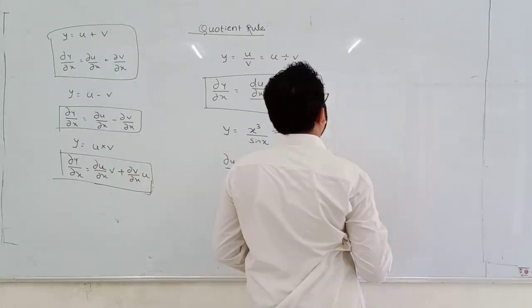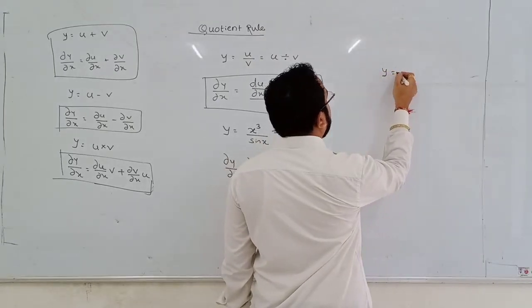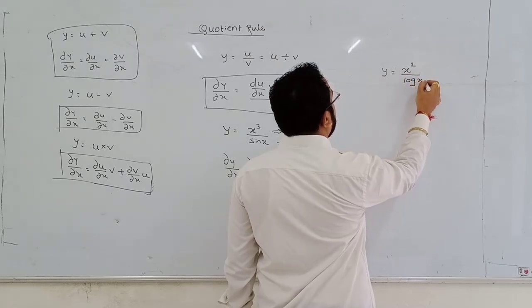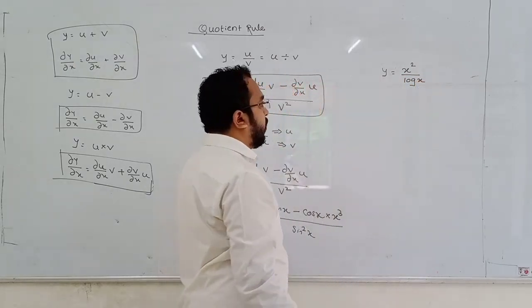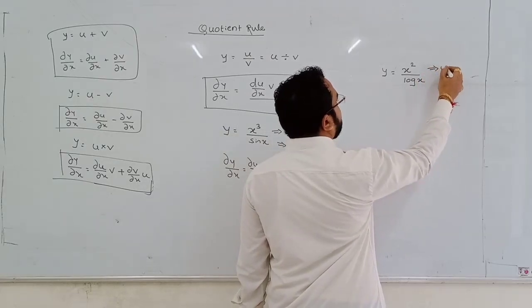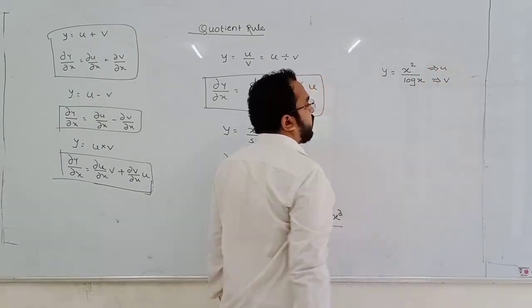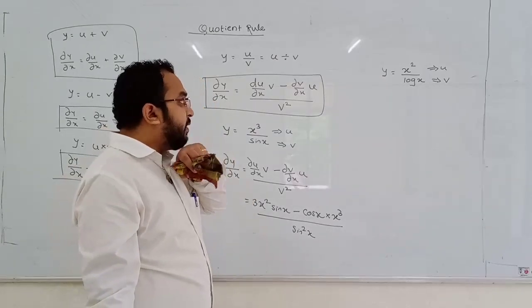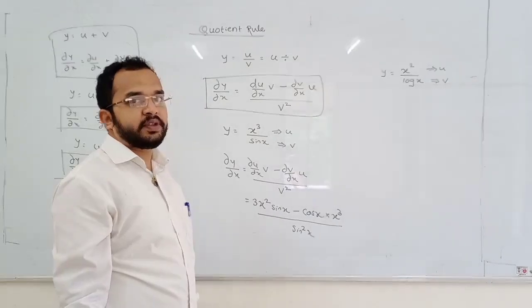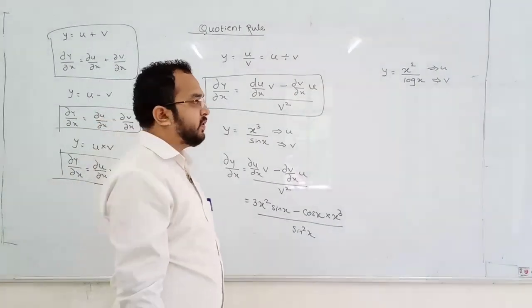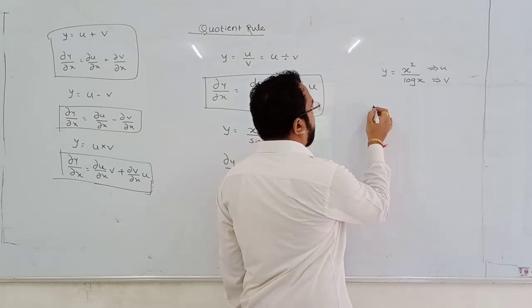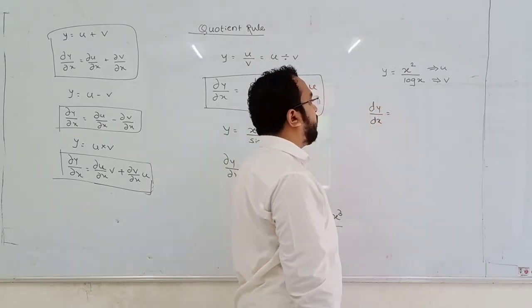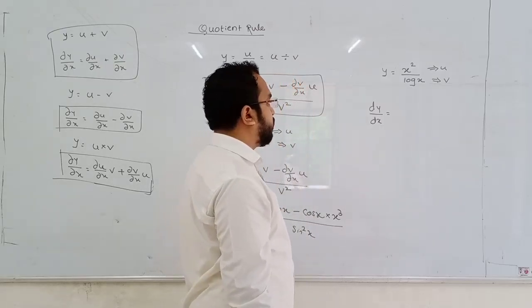I will take another example. Suppose y is equal to x square upon log x. What is the first function? This is u, this one is v. So x square is the first function and log x is the second function. So how to differentiate? See, dy by dx will be equal to dy by dx.